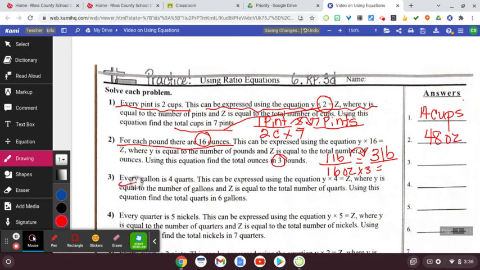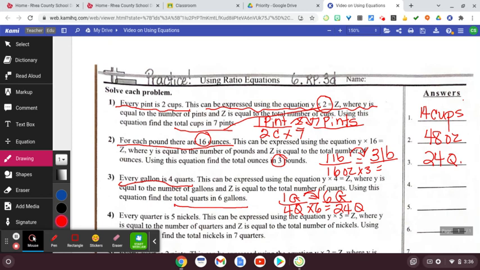Number 3, it says every gallon is 4 quarts. So I can put 1 gallon, 4 quarts. So if I want to find out how many quarts are in 6 gallons, 6 gallons would go up on top since it is associated to the gallons up here. It's labeled. Look at my pattern. 1 times 6 equals 6. So 4 times 6 also must be 24 quarts.